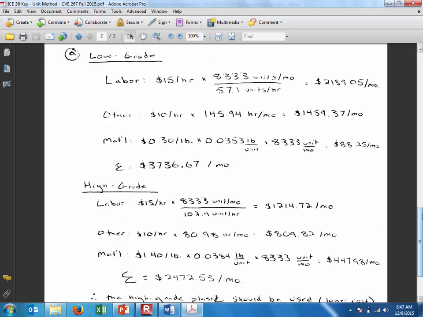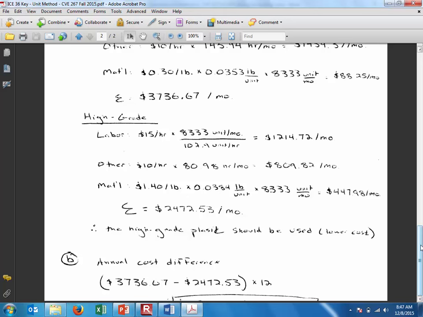So it turns out that the high-grade plastic is actually cheaper because it saves so much in labor. On an annual basis, you should save, oh, it's not written on the screen there, $15,169.74.